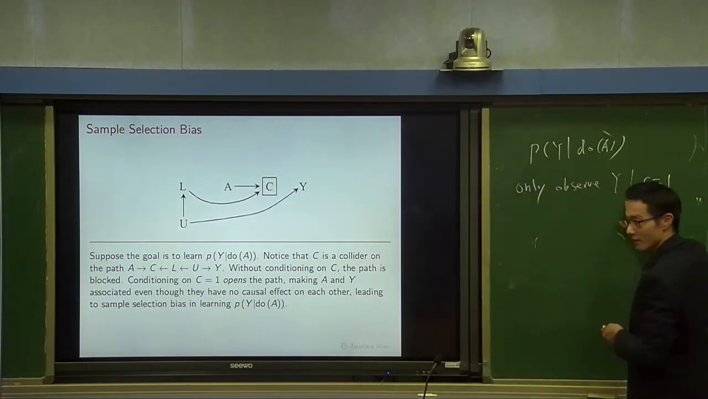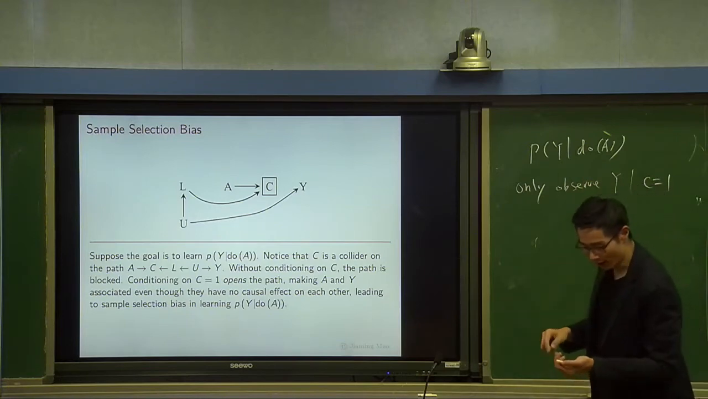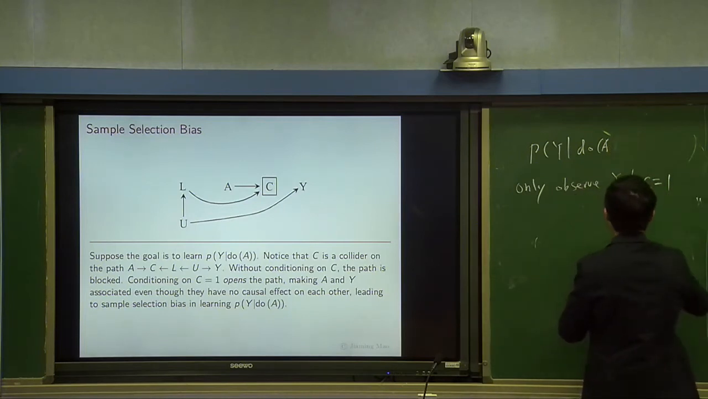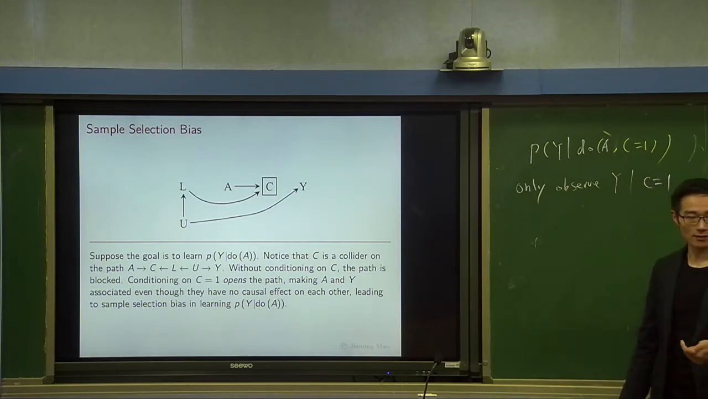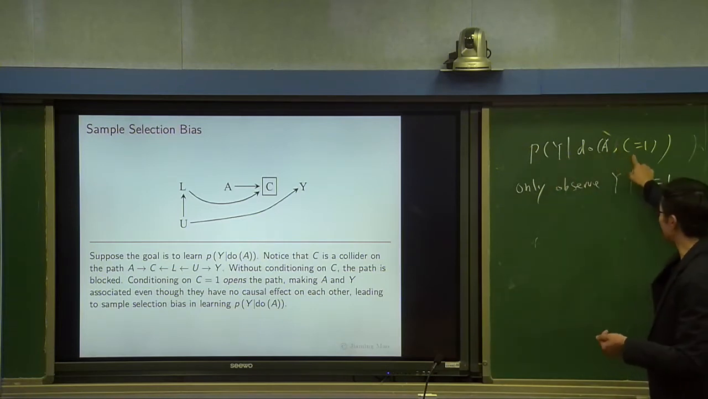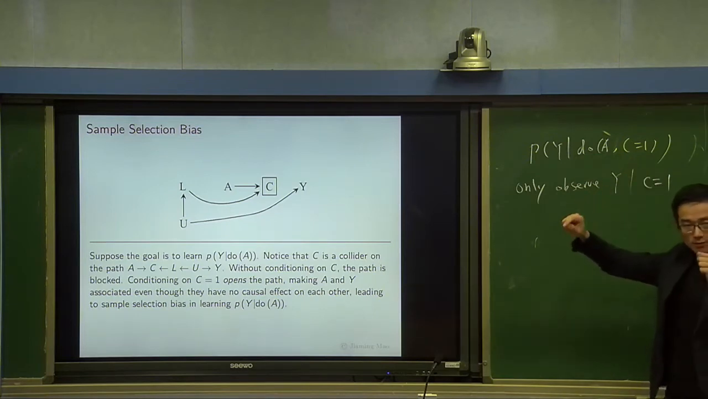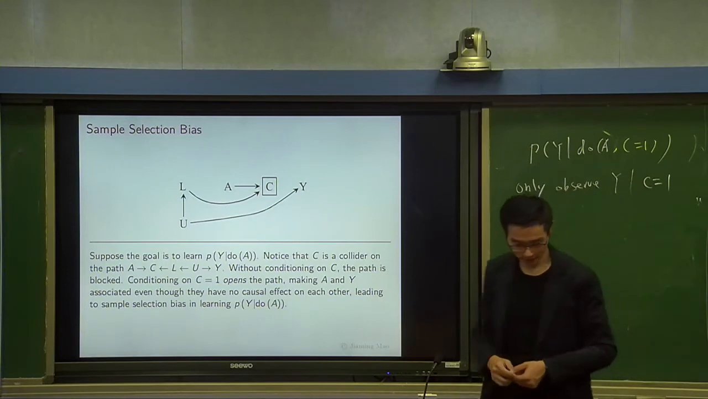Because I only see this, what I want to do is, I can always write P(Y | do(A)) as P(Y | do(A), do(C = 1)). My goal is the treatment effect of A on Y if we force everybody to be observed. I can still write it this way. So in this case, we have two treatments: one treatment is A, the other treatment is C. Both are treatments. How do I get it out?